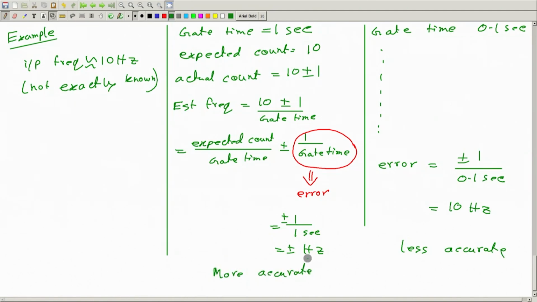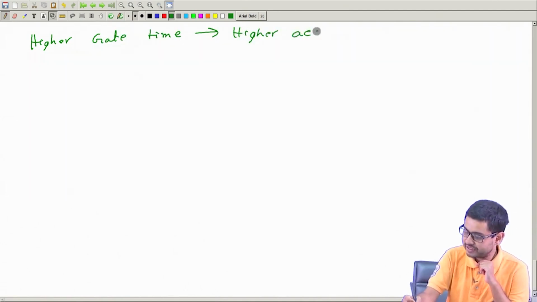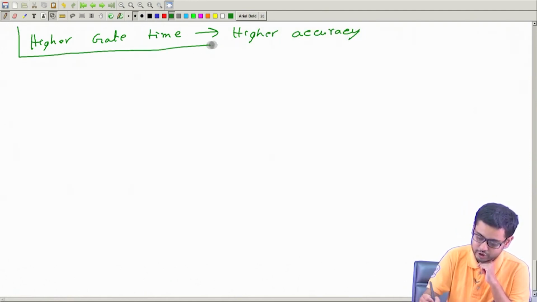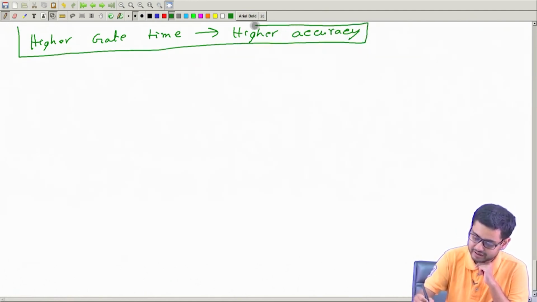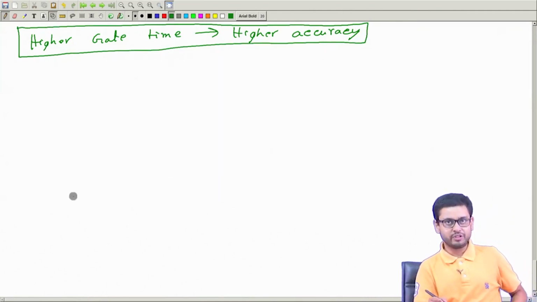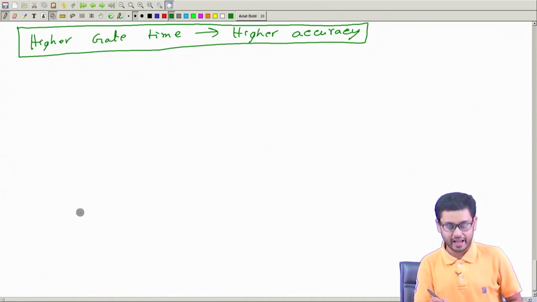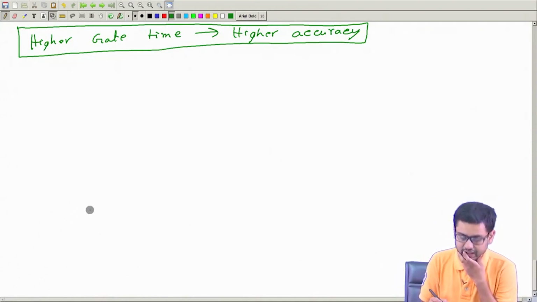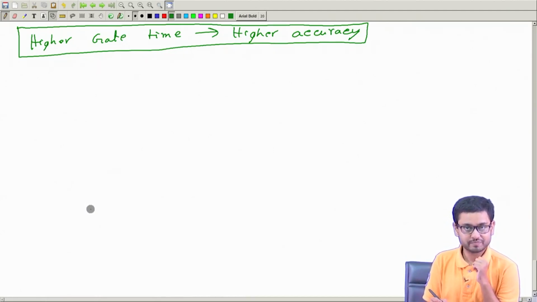So, what can we say? We can say higher gate time means higher accuracy. That is what we have seen in previous examples. Okay. You wait for longer time and measure the number of cycles, your accuracy in frequency measurement will be higher. That means, and it also depends on the input frequency.